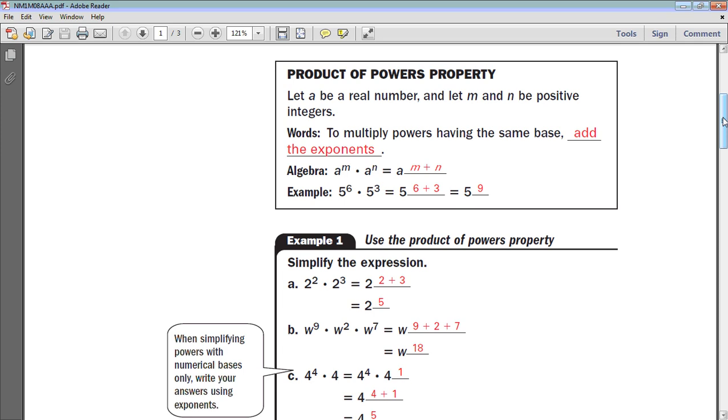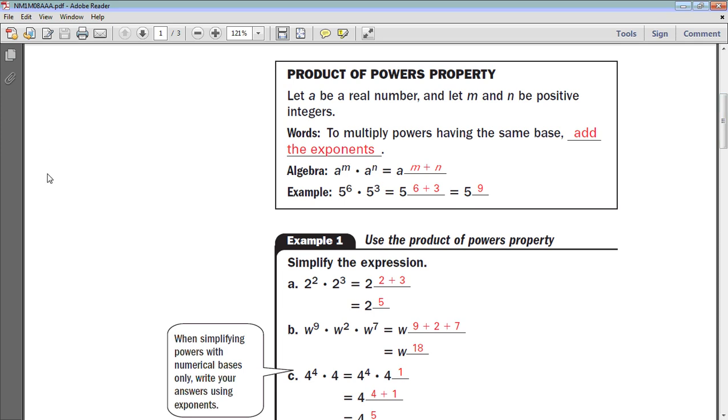Add the exponents. Do you see how these A's are the same? That means I can take M and N and add them together. Now watch, do you understand why that works? Let's do an example over here. We have 5 to the 6th times 5 to the 3rd.